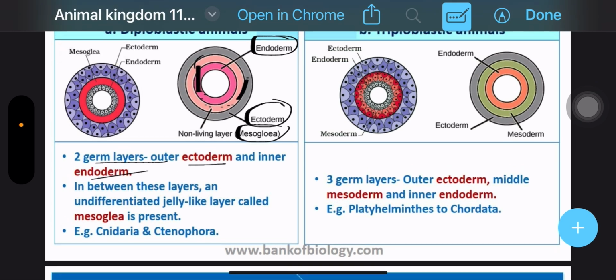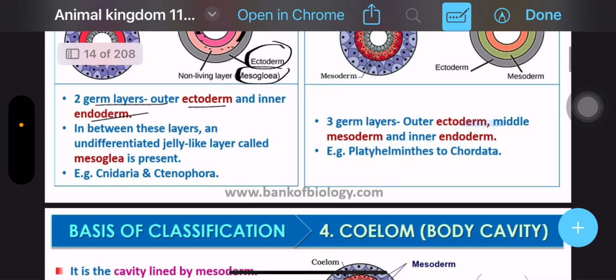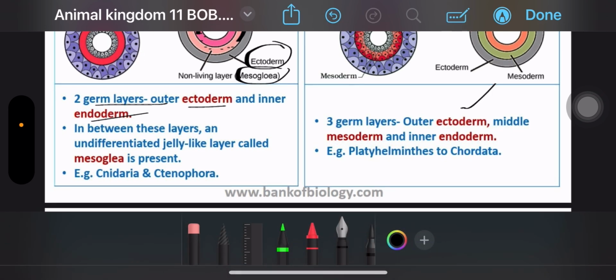Cnidaria and Ctenophora are examples of diploblastic animals. Animals with three germ layers: check this slide, ectoderm is the outer one, mesoderm the middle one, and endoderm the inner one. Ectoderm, mesoderm and endoderm are present in triploblastic animals. Examples are Platyhelminthes to Chordata. These examples are very, very important. I hope you're clear, everyone.